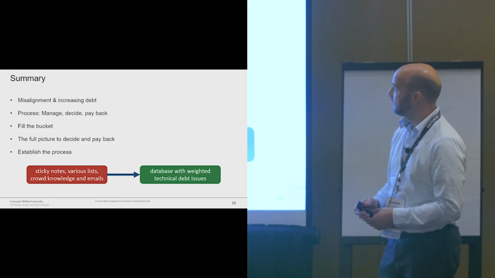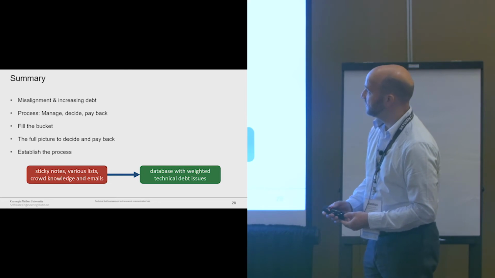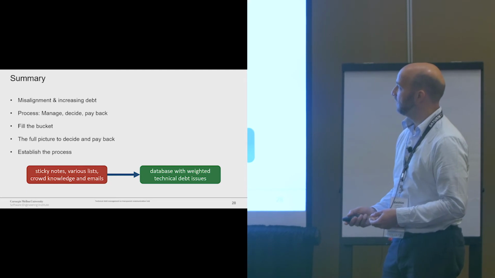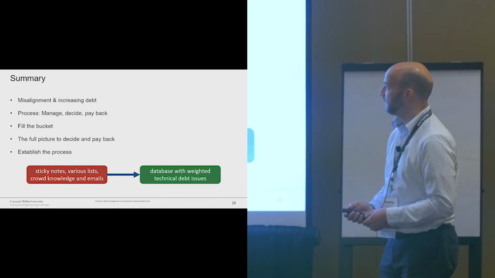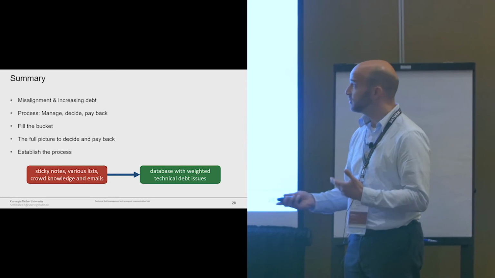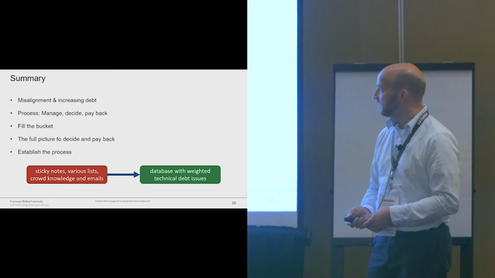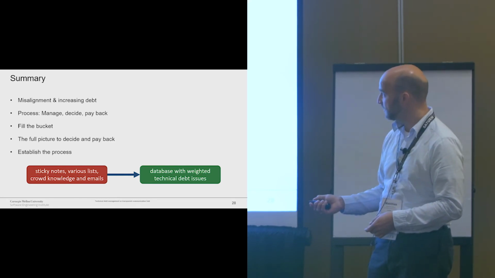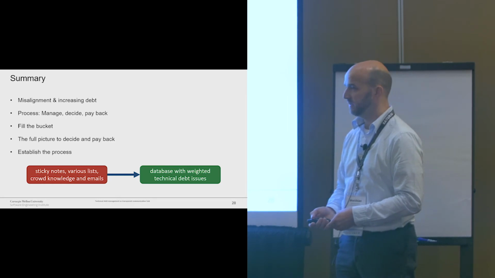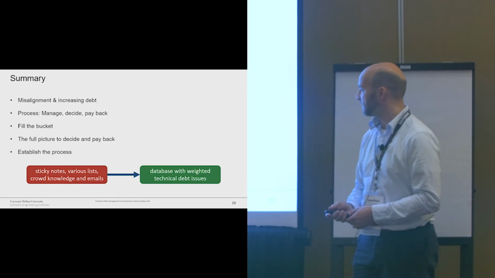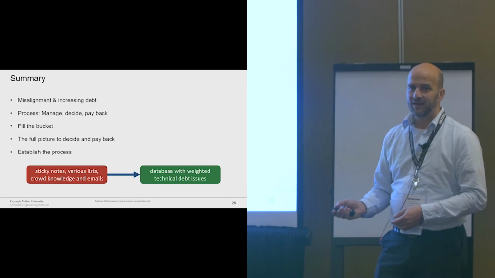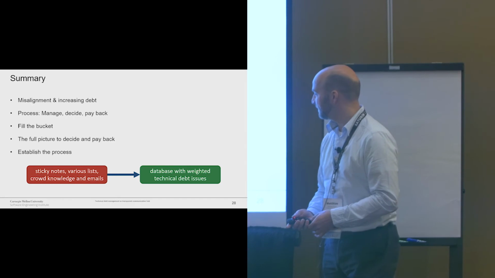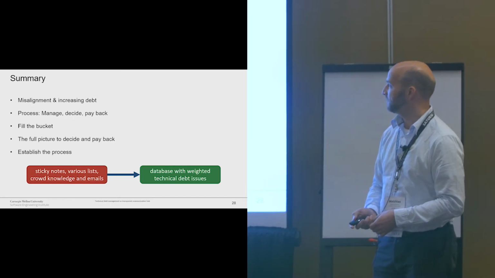Yeah, the summary: we had misalignment and increasing debt. We defined a process to manage, decide, and pay back. We filled the bucket, had a look at the full picture, and started to decide to pay back. And now we are in the phase of establishing that process. At the beginning, we had only sticky notes, various lists, crowd knowledge, and emails. Now we have a database with weighted technical debt issues. It's not yet perfect and we need to improve here, but it changed a lot.